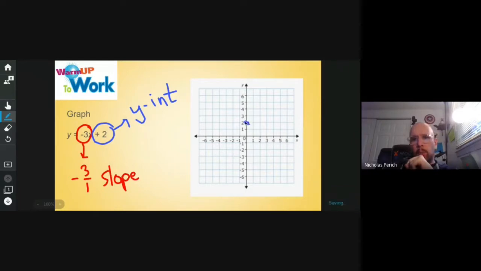I love it when you put the dot on the 2 right there. That's a song from the 2000s, I believe.